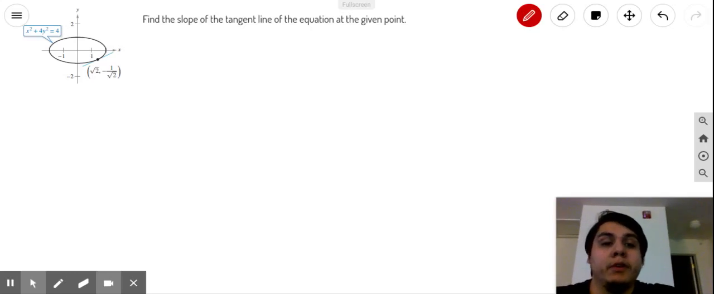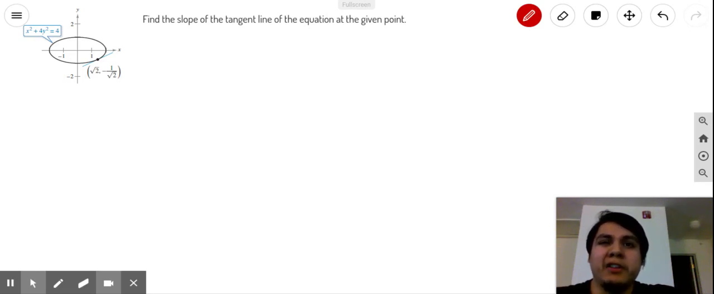Hey, so we're going to talk about finding the slope of a tangent line of the equation at the given point. To get the slope of this tangent line, we're going to have to find the first derivative, because the first derivative helps us determine the slope, aka the instantaneous rate of change at a point.